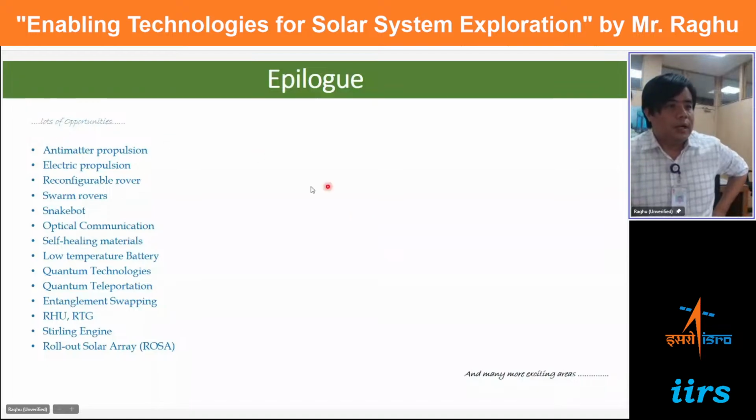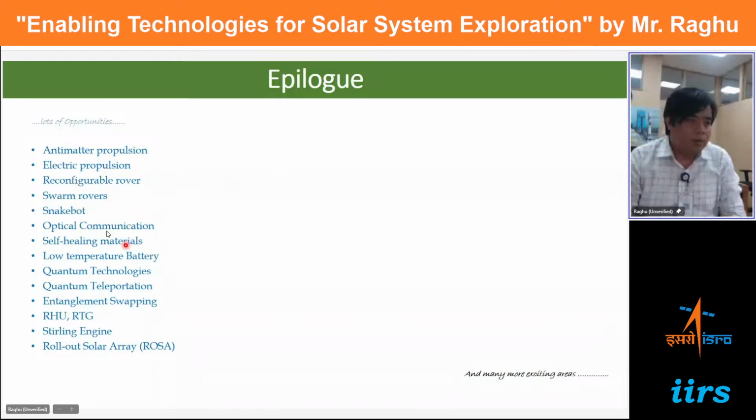Yeah. So we have a lot of opportunities: antimatter propulsion, better electric propulsion, reconfigurable rovers, swarm rovers, meaning many small rovers can work together, define a control together and do exploration. Also optical communication for faster speed, cell materials for low temperature batteries, quantum technologies, quantum teleportation, entanglement swapping. I have not covered the radioactive heating unit and thermoelectric generator. Stirling engine is where you can also think about, because this was recently demonstrated by China in the Chinese space station, and no one else has done that. And rollout solar array. So we have many more exciting areas for you.